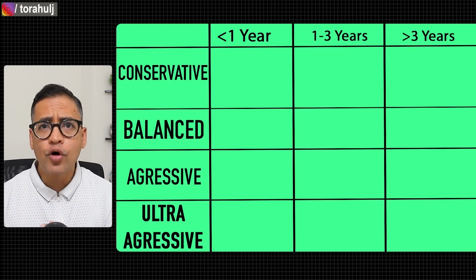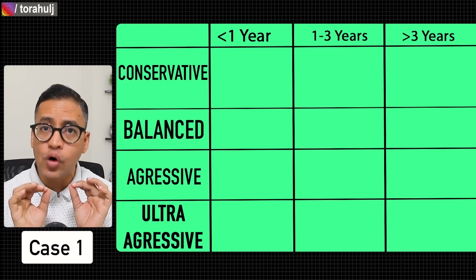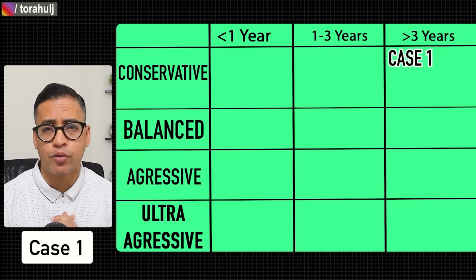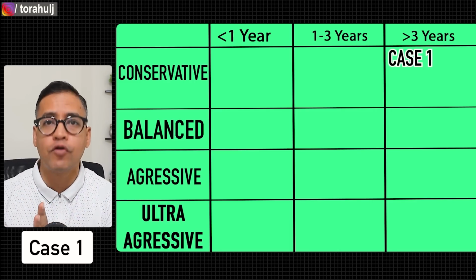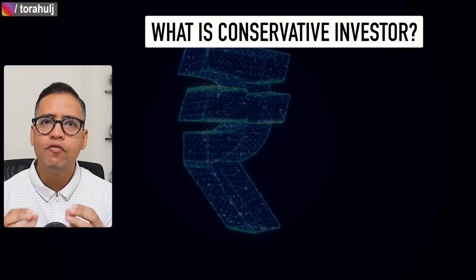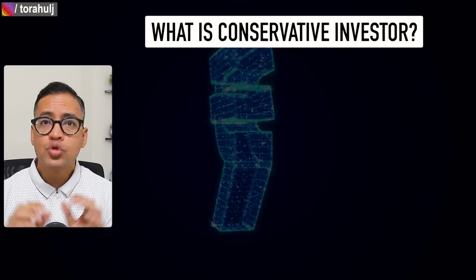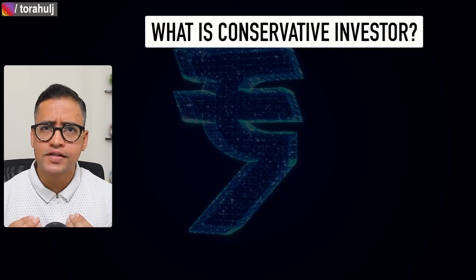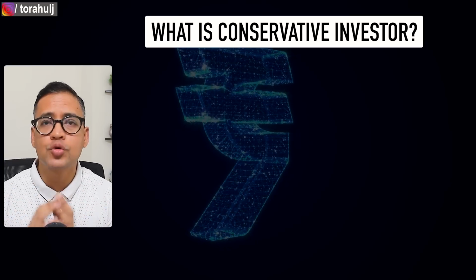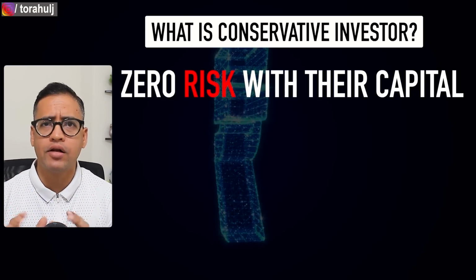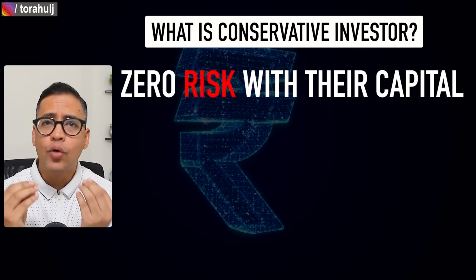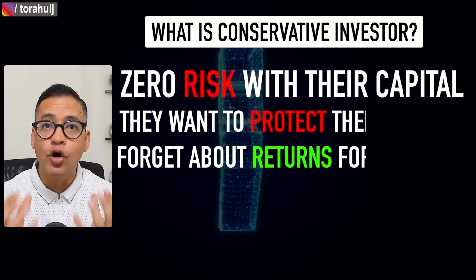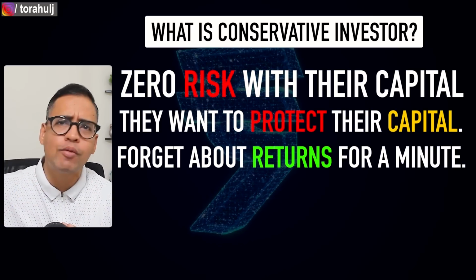With that, let me now walk you through case number one, which is if you are, for example, a conservative type of investor, and if you want to hold this 1 lakh rupee for more than 3 years of horizon. Let me now first clarify what I mean by a conservative investor. So conservative investors are those investors who basically want to take zero risk with their capital, meaning they do not want even a single rupee to be lost from this 1 lakh rupee. What is really important for them is that they want to protect their capital, forget about returns for a minute.